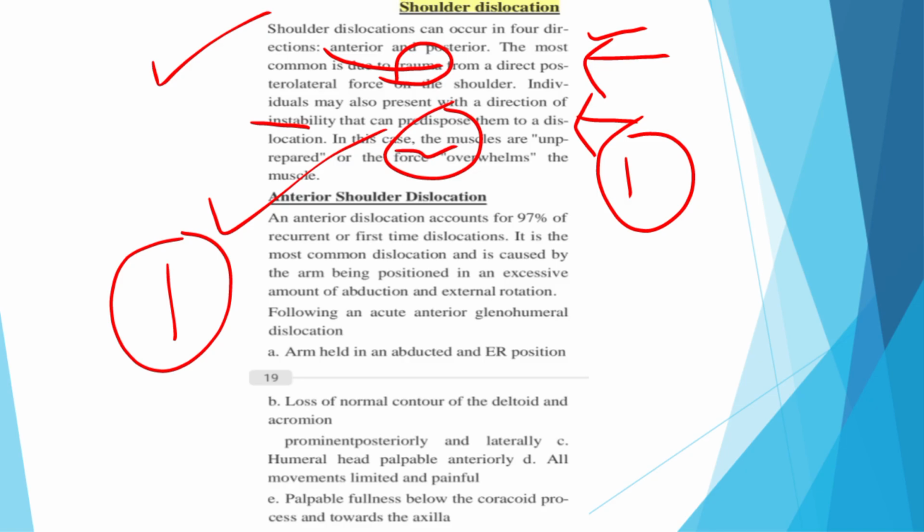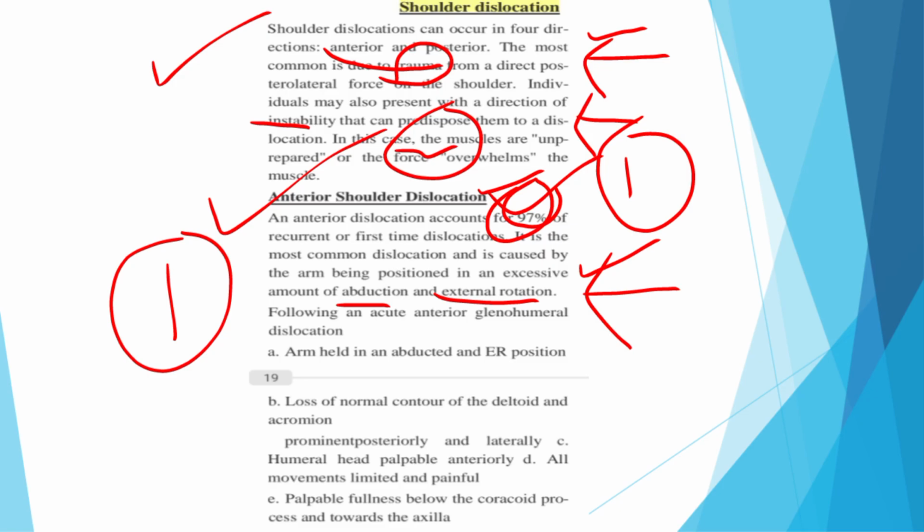Anterior shoulder dislocation accounts for 97% of the recurrence or first time dislocations. It is very common, and this is very important for MCQs. It is the most common dislocation and is caused by the arm being positioned in an excessive amount of abduction and external rotation. This is also very important.